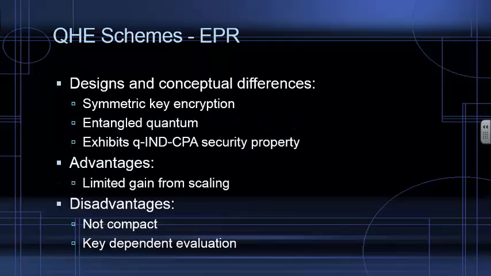Next, we go to the EPR. So EPR is similar to the Clifford scheme, whereby it has symmetric key encryption, and then it uses a scheme called entangled quantum register to solve the T-gate correction problems. And then the decryption procedure scales with the square of the number of T-gates. And then it also exhibits the QIND-CPA security property.